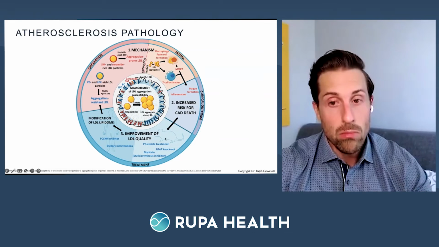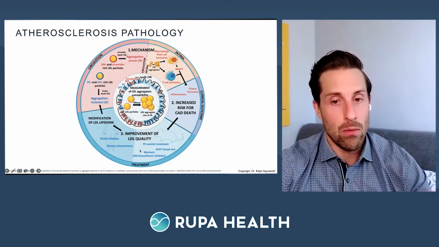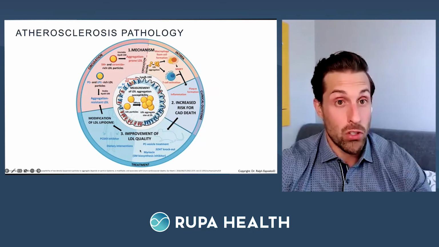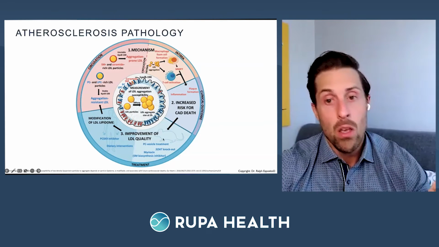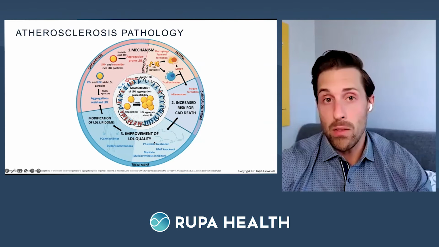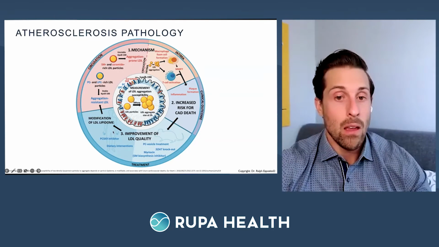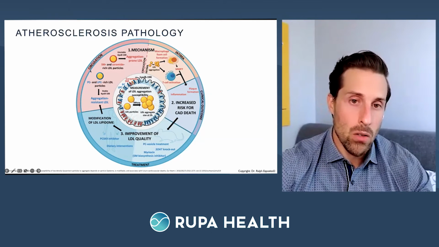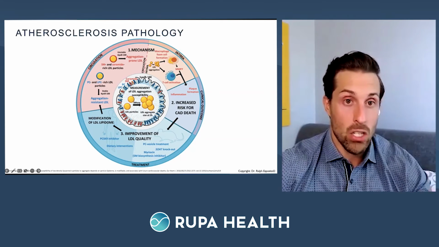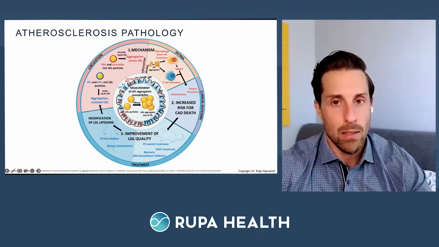What we can do, through some treatment, is we can do a few things. We can reduce the amount of apolipoprotein B100 particles. We can improve the quality of the LDL, and we'll talk a little bit about that. Or we can help with removing these particles. And if we can do that, we can get them back into the circulation and then become metabolized.